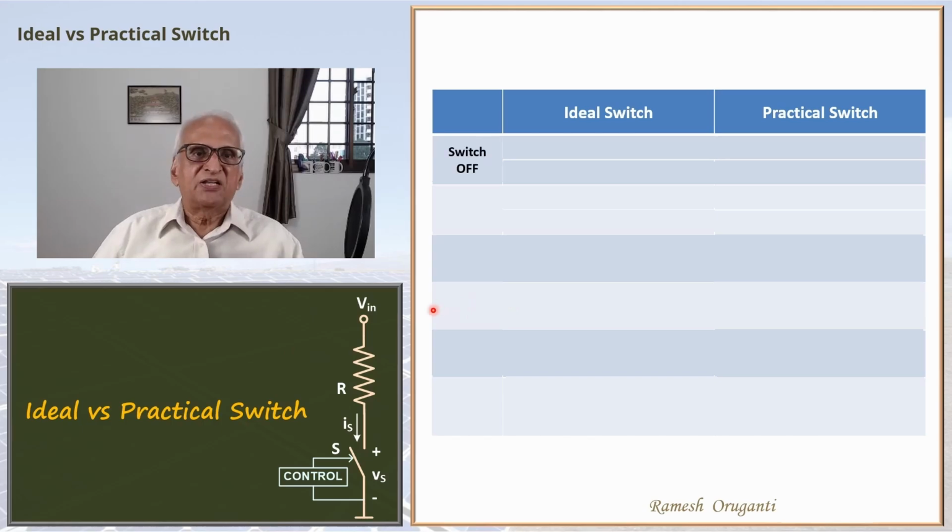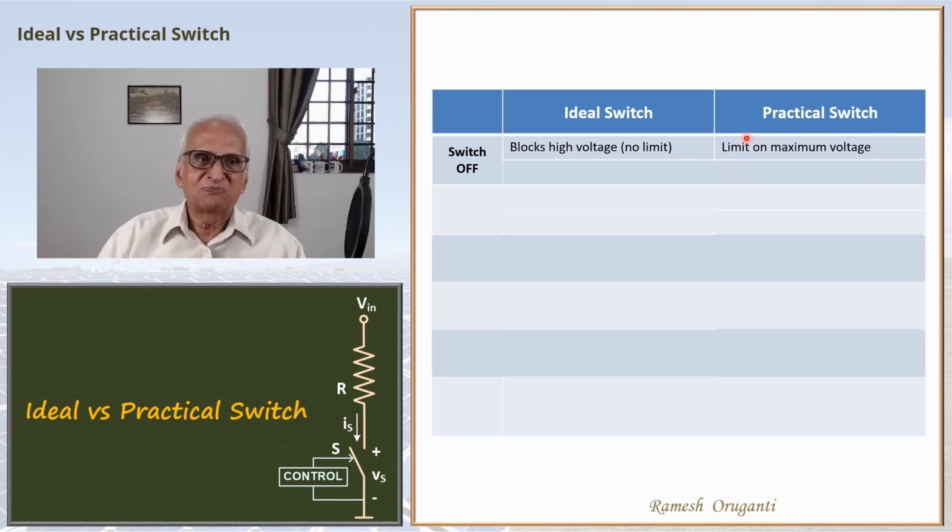During the switch off interval, an ideal switch is capable of blocking any amount of voltage. When the switch is off, the voltage Vs will be equal to Vin. That means the switch must be able to withstand that voltage. If Vin is 100 volts, the switch must be able to withstand 100 volts without breaking down. An ideal switch, of course, is an ideal switch. Even if you apply 10,000 volts, 100,000 volts, it's not going to break down. So it blocks high voltage without any limit. Practical switches, of course, have voltage limits.